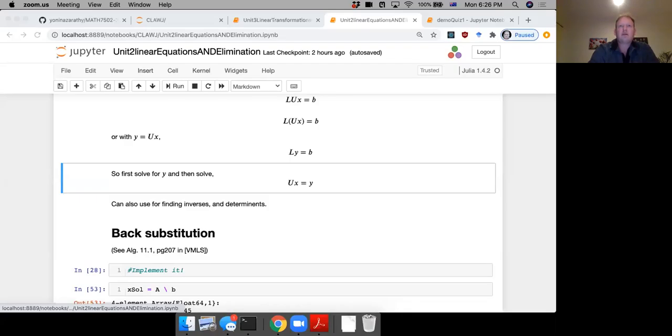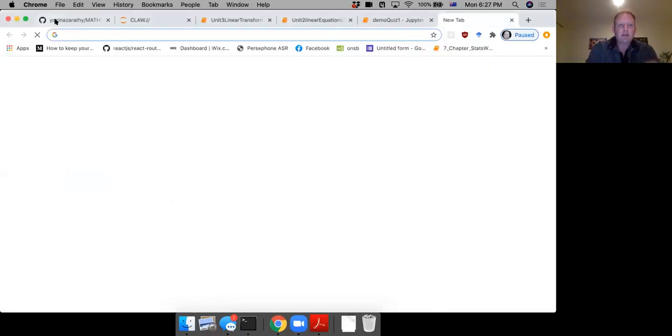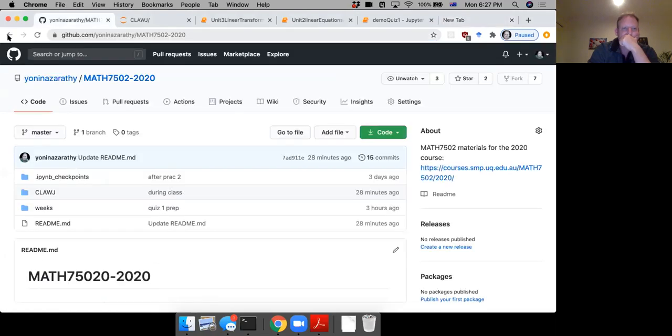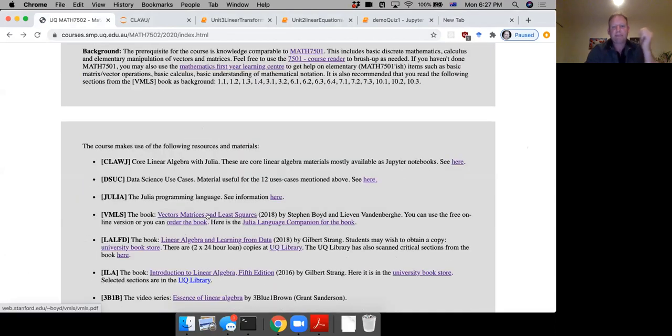Let me stop the share and go to share screen. I think this will work now. Just my chat has disappeared. Hold on. Let me just try and adjust things a second. I'll just go to the book from the course website, just because it's easier to see it on the browser as opposed to PDF.